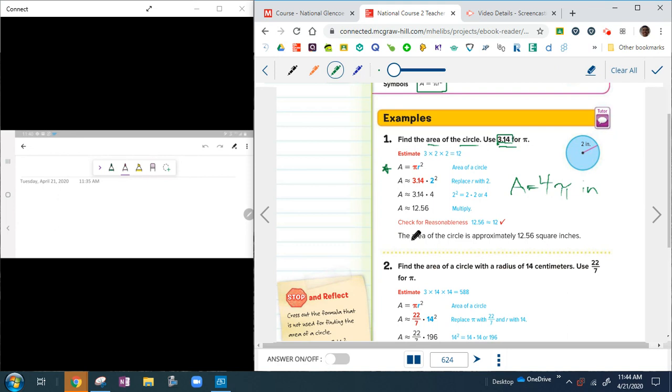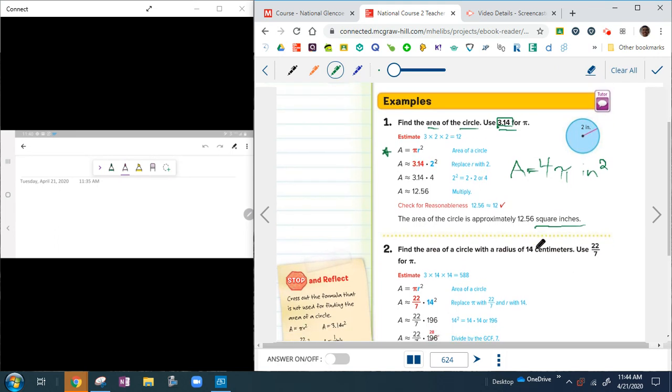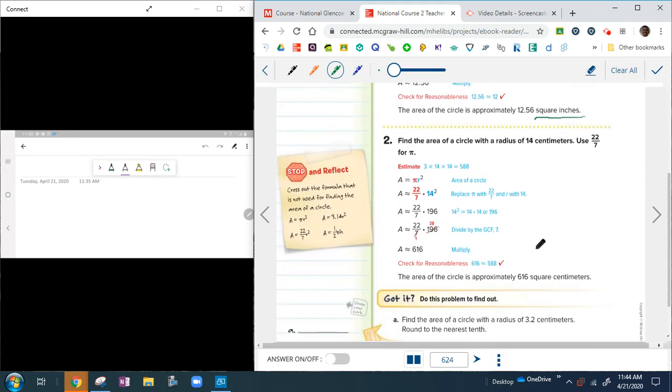All right, and then we always have to, oh, I made a mistake. It's not inches. We're not measuring length. We're measuring area. So this should be inches squared, or square inches down here. Okay, so that's 12.56, approximately 12.56 square inches.